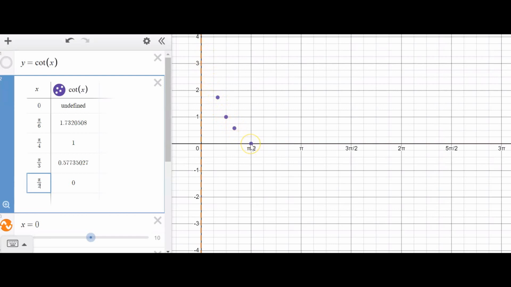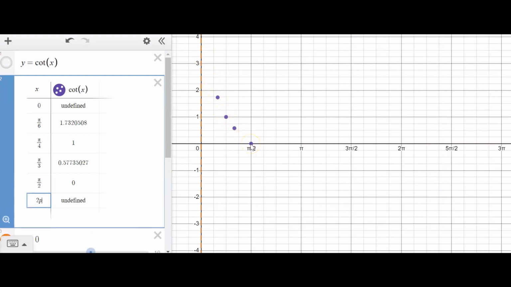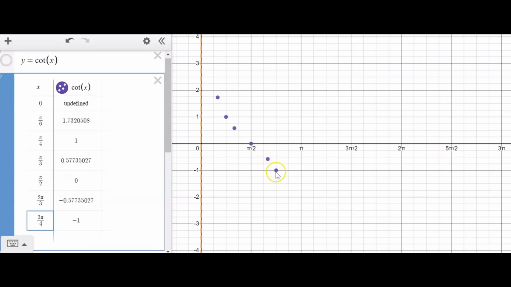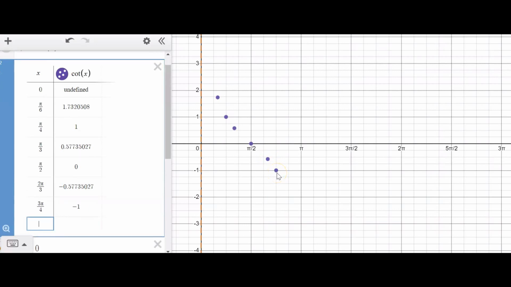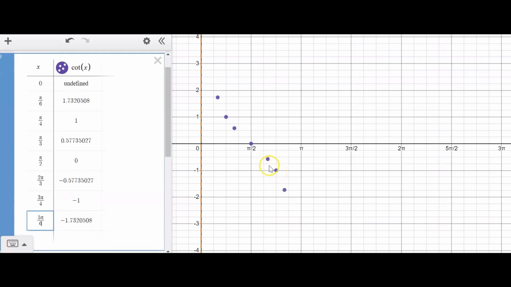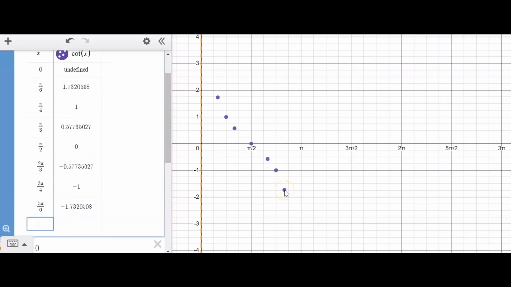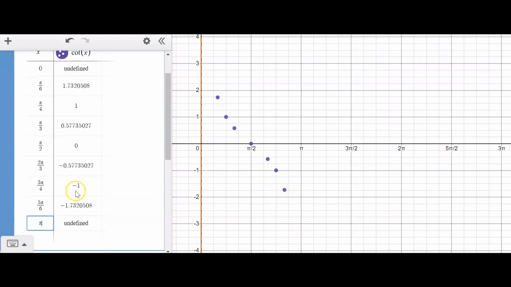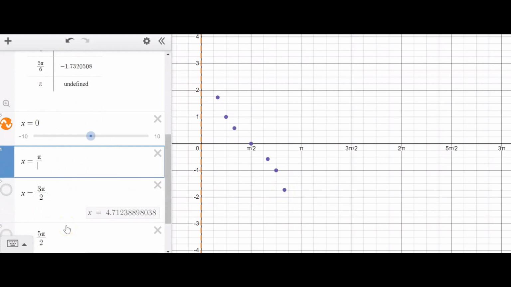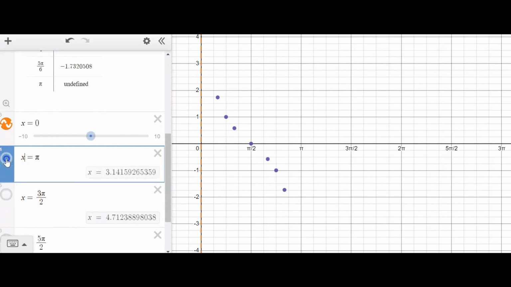Okay, well, let's see what happens at 2 pi over 3. At 2 pi over 3, we have negative square root of 3 over 3, which is down here. Then at 3 pi over 4, of course, we have negative 1. And at 5 pi over 6, we have negative square root of 3. And then when we get to pi, we have another undefined, which means we have another vertical asymptote, but this one is at pi.